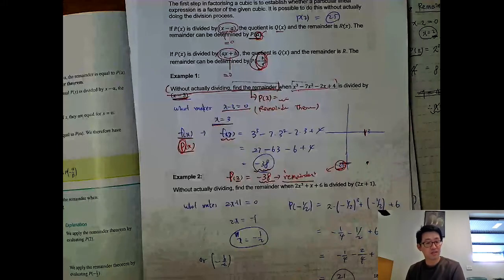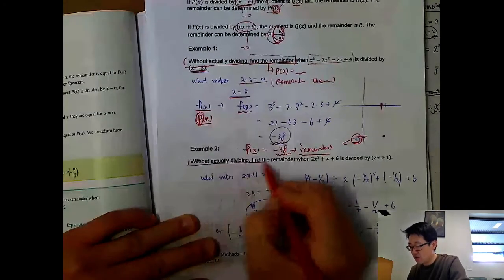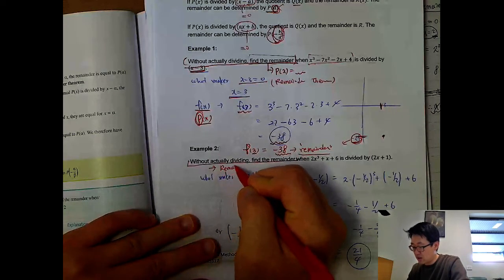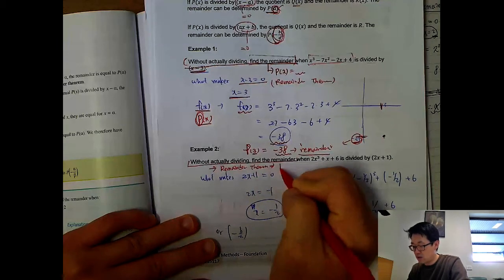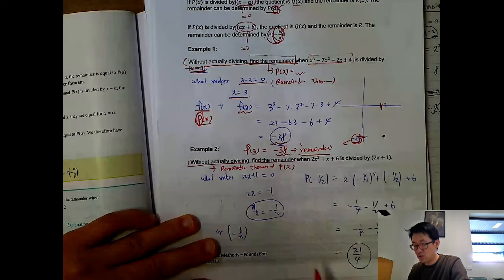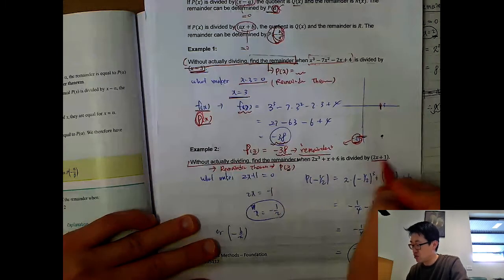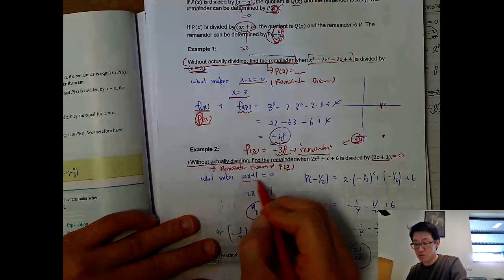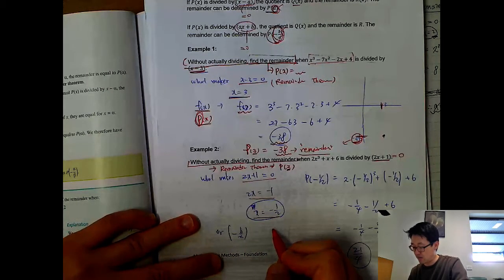It's quite interesting, isn't it? Yep, exactly the same number. Without actually dividing, find the remainder. What do I need to use? Remainder theorem. That means I need to put polynomials here. So I need to go and find the value which makes 2x plus 1 equals 0. Good, guys, good. So 2x plus 1 equals 0, 2x equals minus 1. X is minus half.